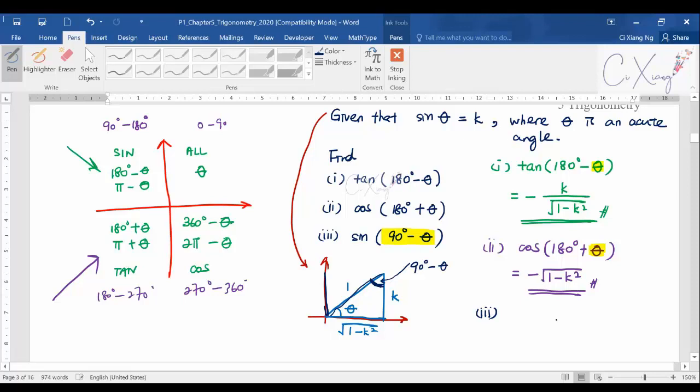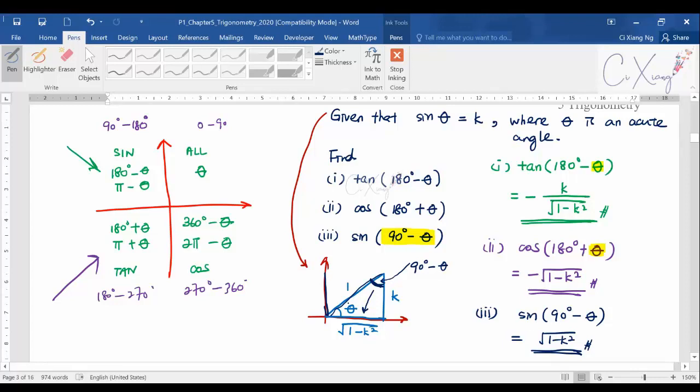Okay, all right. So what is the value for sine 90 minus theta? Okay, so if you look at this 90 minus theta, it should be opposite over hypotenuse. So the opposite will be square root 1 minus k square over hypotenuse, which is 1. And then this is in the first quadrant. Therefore, the value should be positive, okay, for all the trigo. Therefore, the value itself should be square root 1 minus k square.